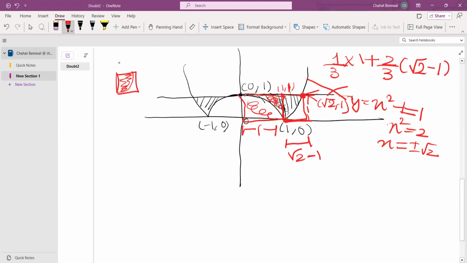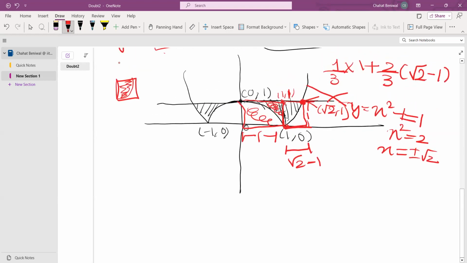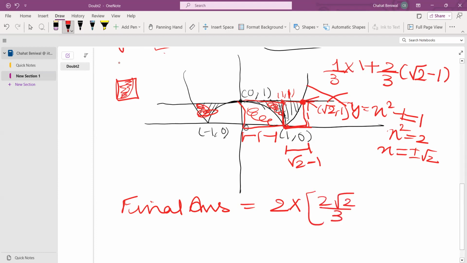I'm going to write it here. So the final area is twice of this. Don't forget to double it because we have this segment also. Students usually forget this. So it's going to be 2 into 2 root 2 by 3 minus 1 by 3. So this is our answer.